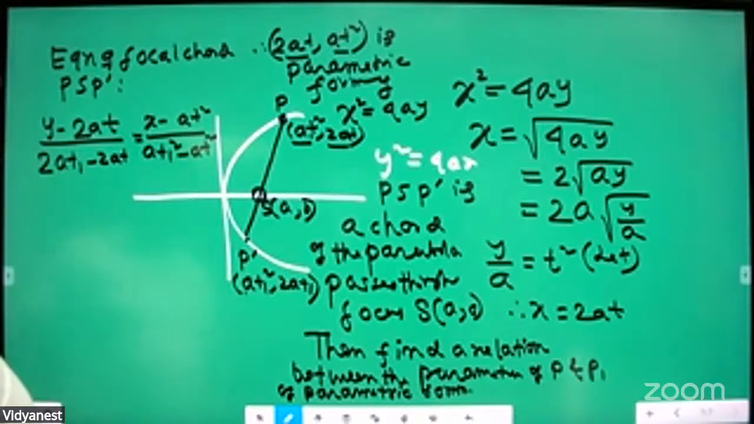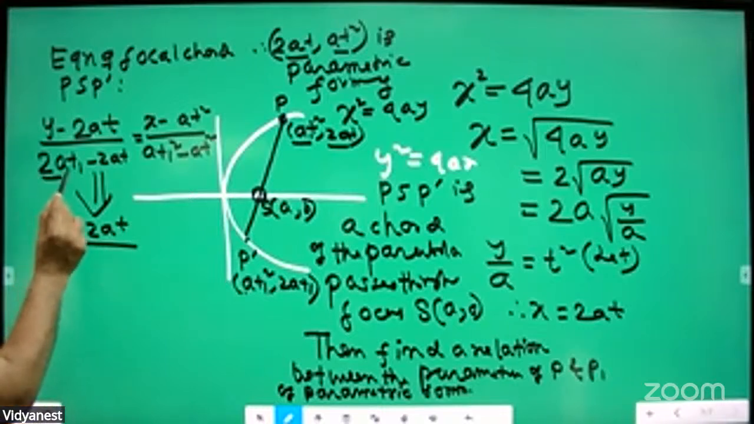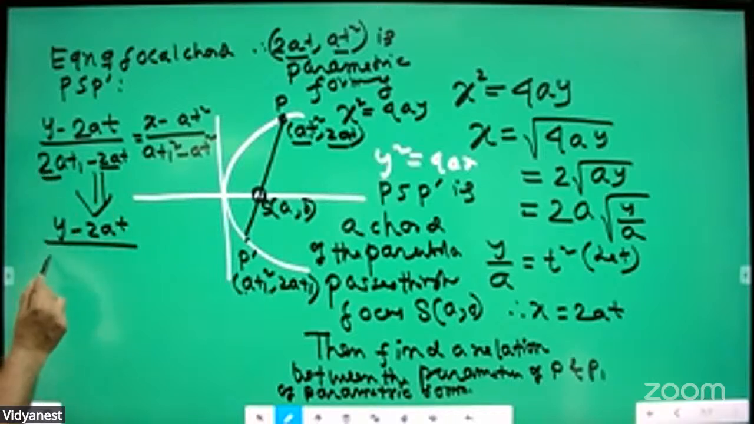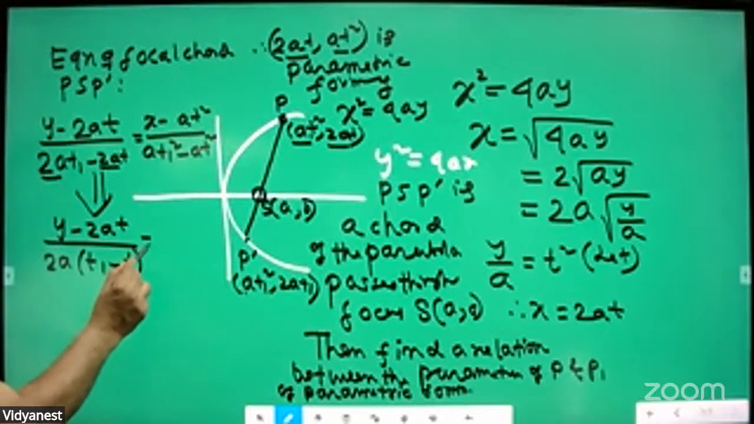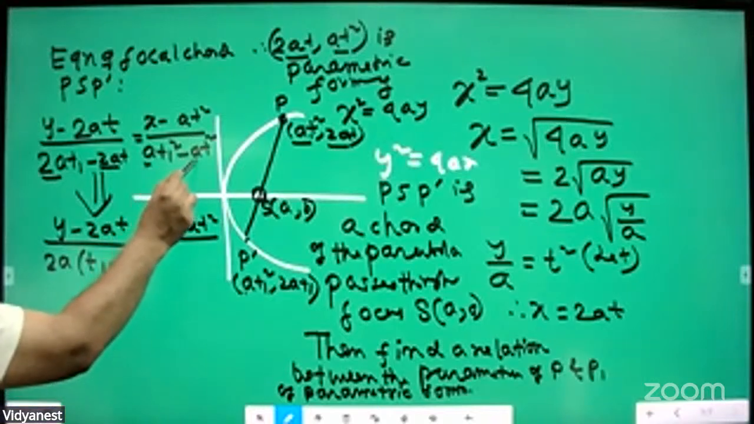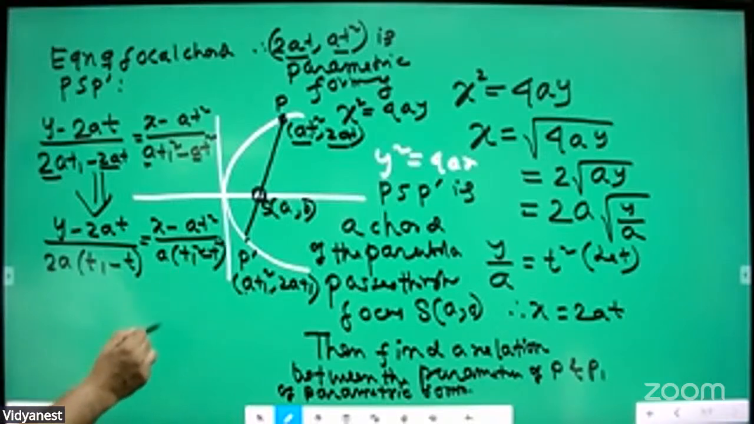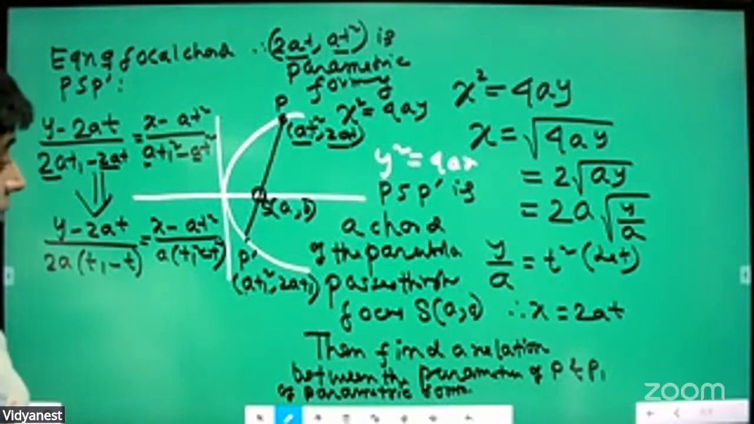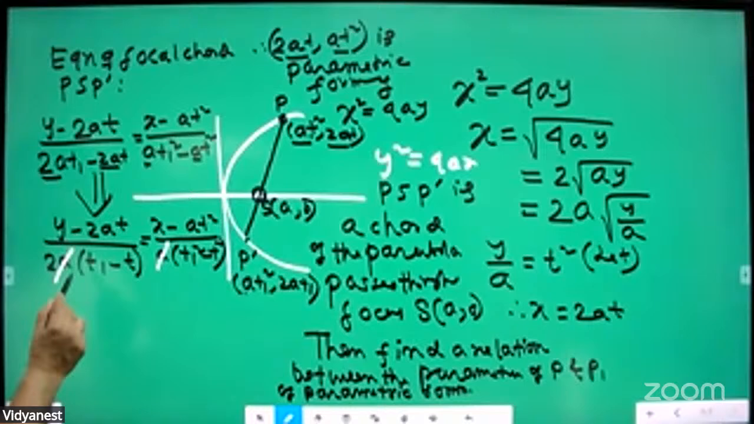Now we need basic level simplification. So y minus 2at, what is being taken common? 2a. What will be left in the bracket? t1 minus t. x minus at square, what can I take common? a. t1 square minus t square. From both sides, what can I cancel? a. What will be left for us?